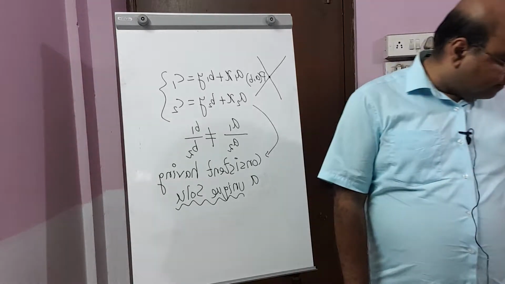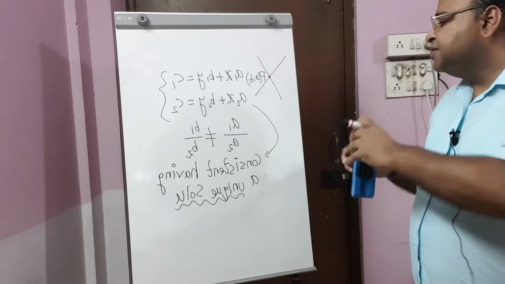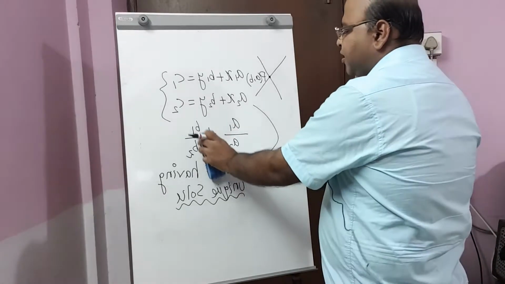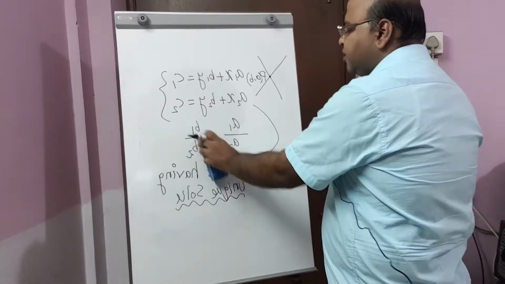Next is when the coefficients become equal. What if a1 by a2 becomes equal to b1 by b2?